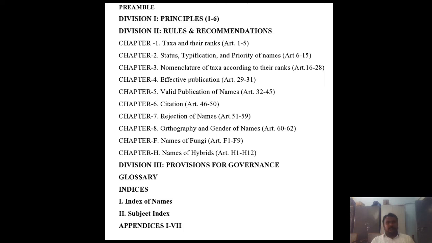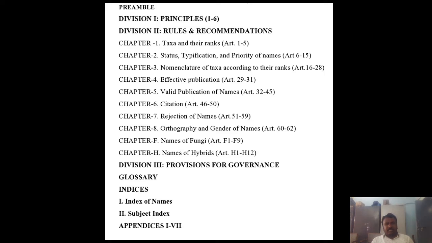So if you open the code of the International Botanical Congress, that is, the Shenzhen code from the 19th International Botanical Congress held at Shenzhen, China, there are three divisions present in the code. After the preamble, Division 1 is the principles. There are 6 major principles. Division 2 is rules and regulations or recommendations. Within Division 2, there are 10 chapters.